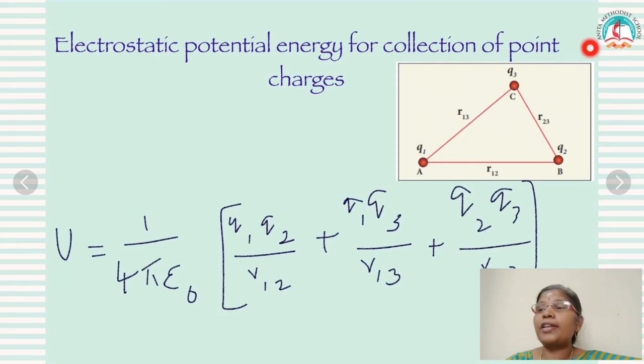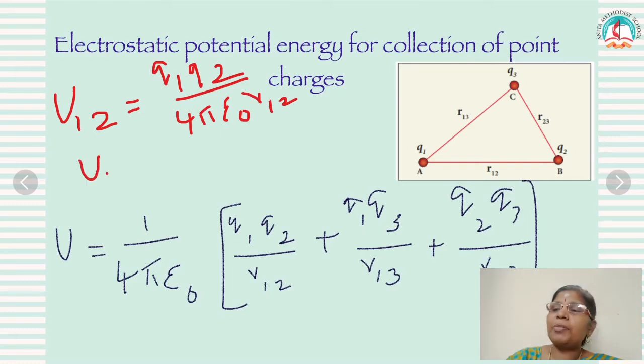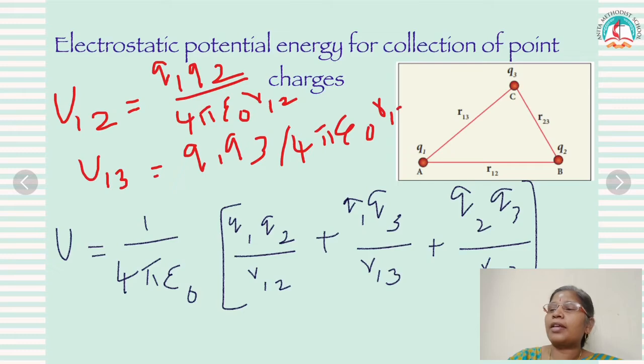Electrostatic potential energy for a collection of charges. A number of charges are inside the system, and in total you add all the values. First you calculate the potential energy between 1 and 2. So U12 is equal to Q1 Q2 divided by 4 pi epsilon 0 R12. In the same way, between 1 and 3 the formula is Q1 Q3 divided by 4 pi epsilon 0 R13. In the same way, between 2 and 3 the formula is Q2 Q3 divided by 4 pi epsilon 0 R23.